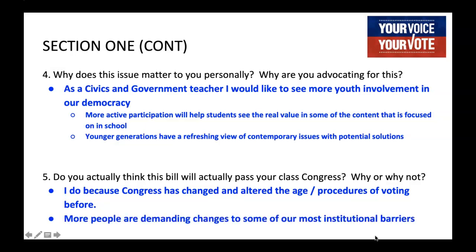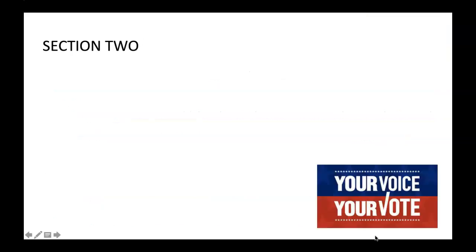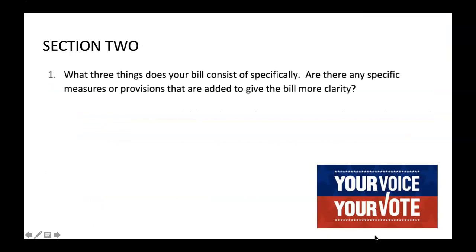Additionally, more people are demanding changes to some of our most influential barriers, and this would be a great step in the right direction. Now, in terms of Section 2, what three things does our bill consist of specifically, and are there any provisions or measures that would be needed to be considered? Well, all states will adopt this proposal as it is federal law.